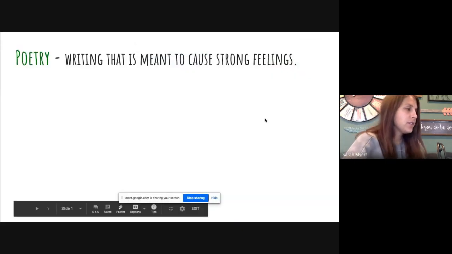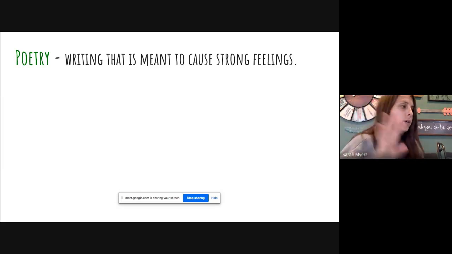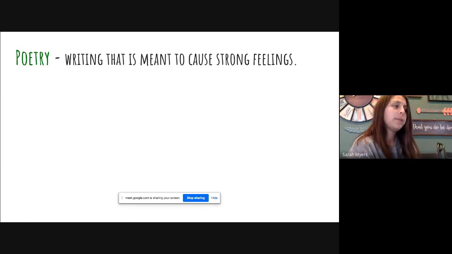Hi, fourth graders. So this is our lesson for week 4 of remote learning. And today we are going to talk about the Hope Chest and compare it to another poem that we've talked about. So before we get started on that, though, I really want to refresh our memory on what poetry is.